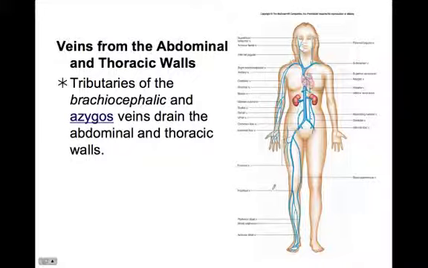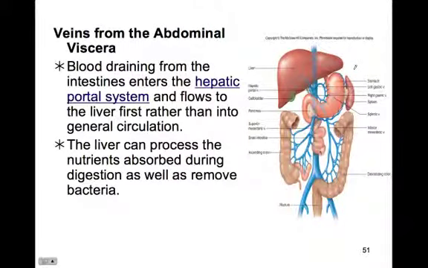Tributaries of the brachiocephalic and azygous veins drain the abdominal and thoracic wall. Blood draining from the intestines enters the hepatic portal system. We saw a portal system in the hypothalamus and pituitary. This is the second portal system that we see in the human body. Remember, a portal system is a capillary bed connected to another capillary bed. So blood flows to the liver first so that it can be cleaned, and then it flows into general circulation.